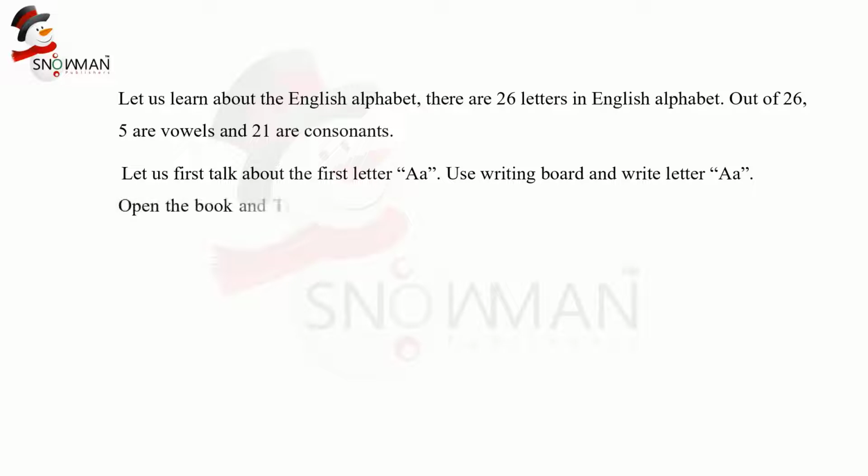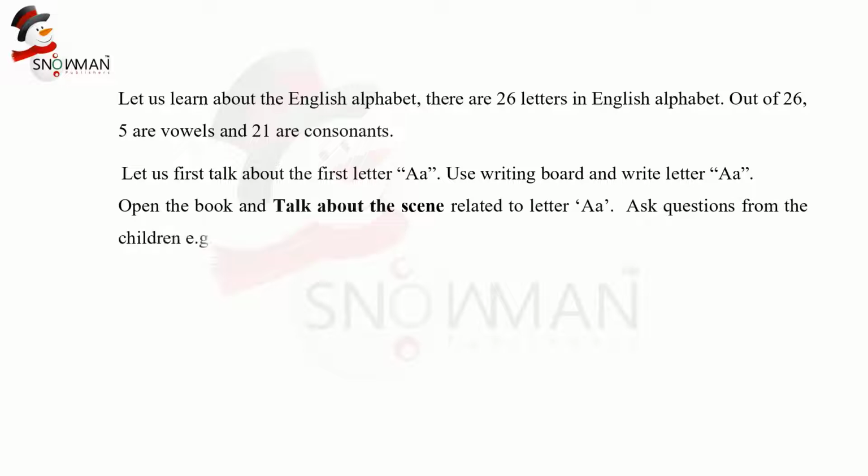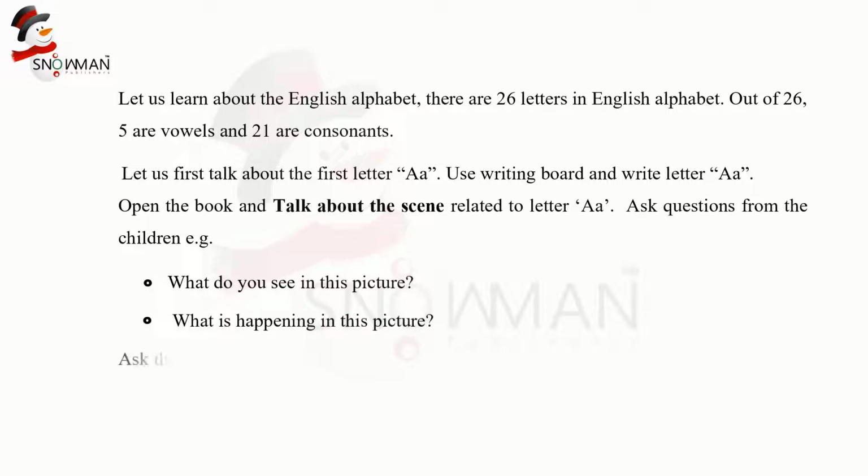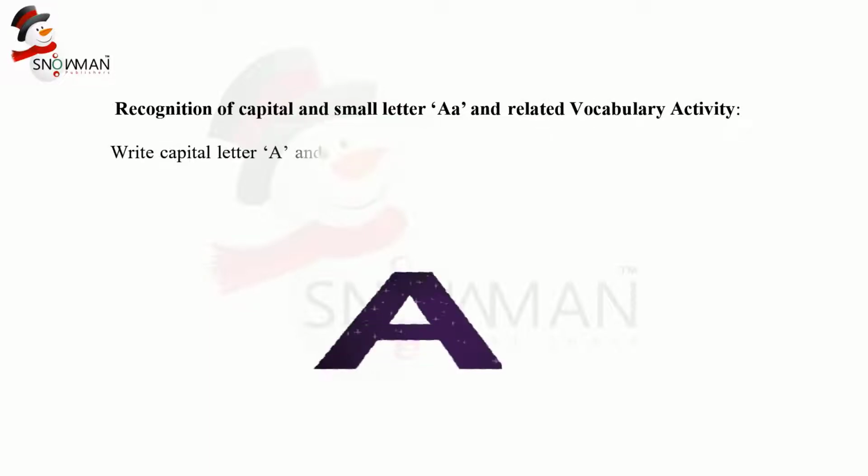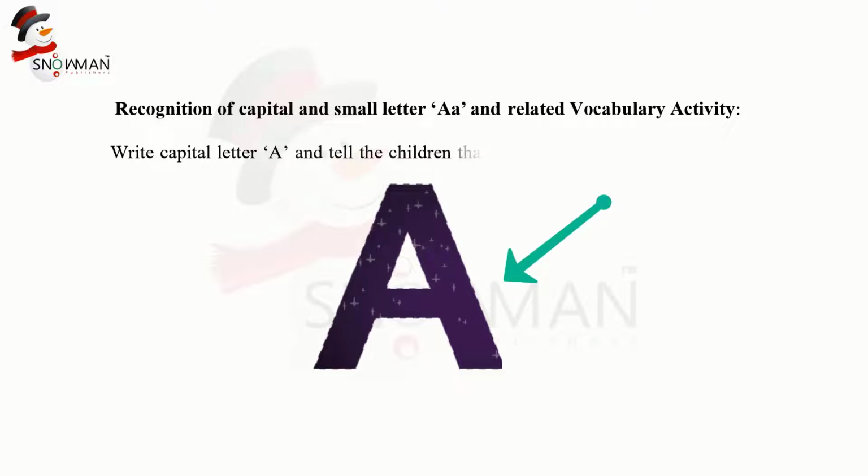Open the book and talk about the scene related to letter A. Ask questions from the children. For example, what do you see in this picture? What is happening in this picture? Ask them to identify the objects that start with the sound of A, recognition of capital and small letter A, and related vocabulary activity.